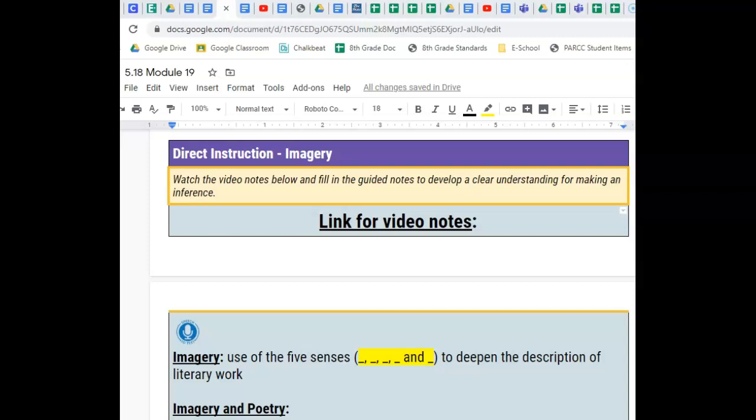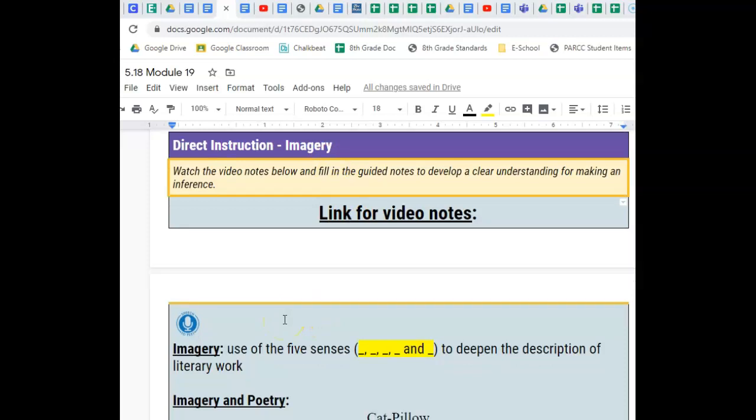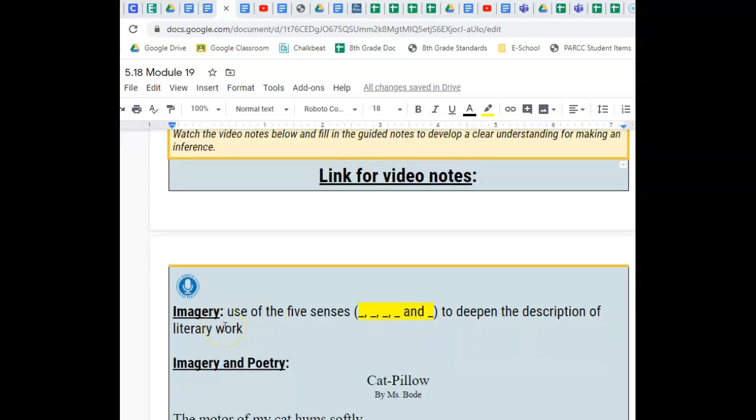Morning, everyone. Today, in order to examine some poetry later on in class, we're first going to establish our understanding of imagery in order to better understand the poem later in class. So, with that being said, you should be on the purple section under direct instruction imagery. We're going to start by just talking about what imagery is.